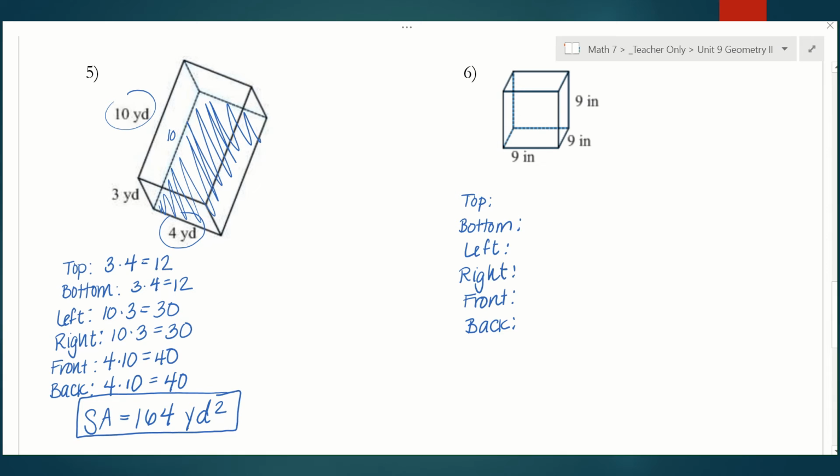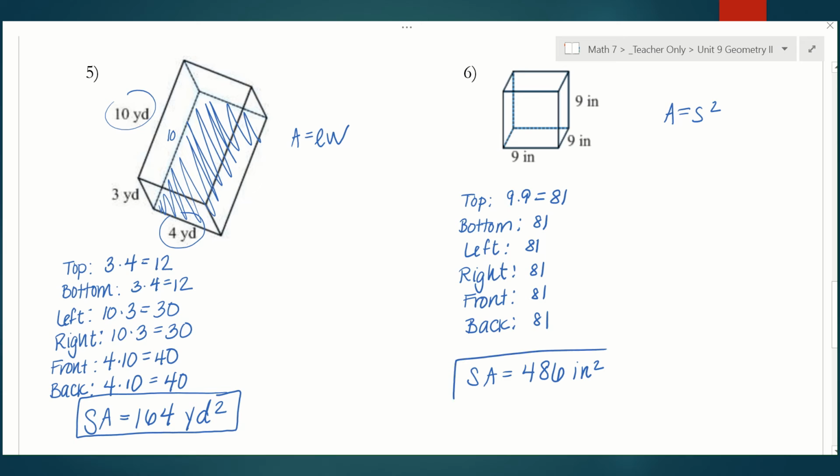Okay, so I didn't write this over here. We did length times width for this one. For this one, we're doing sides squared. So each side has a length of 9. So the area of every face is 9 times 9, which is 81. So all of our areas are 81. So 81 times 6 is going to give us 486 square inches. All right, so hopefully you guys got those 2.